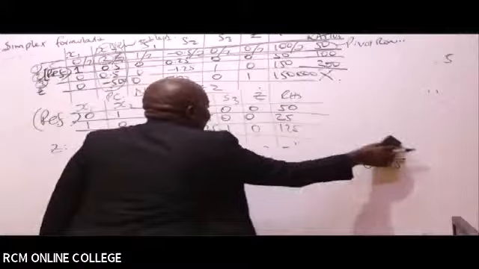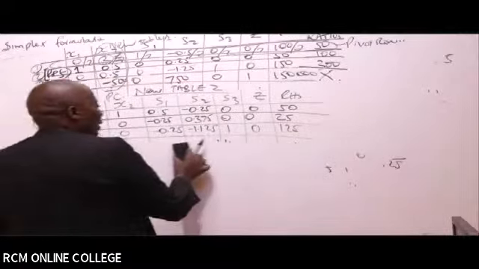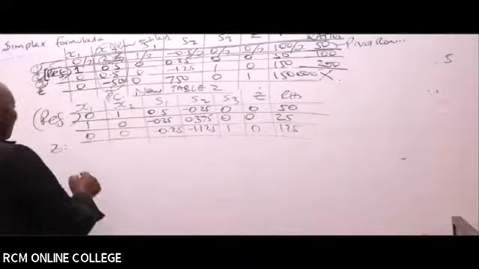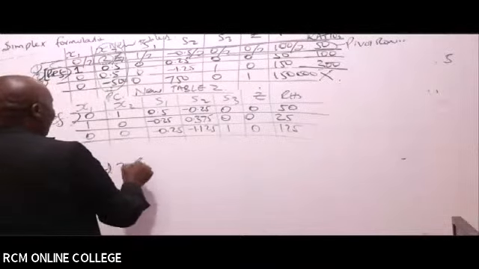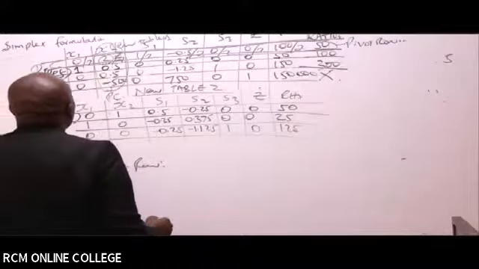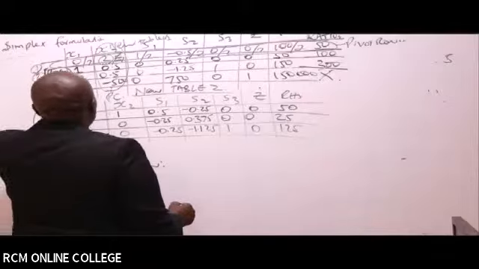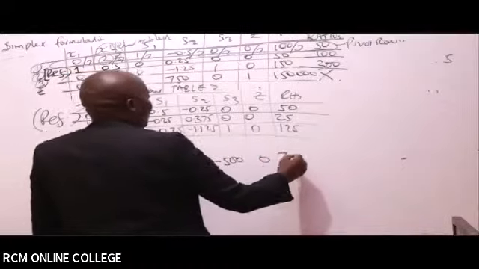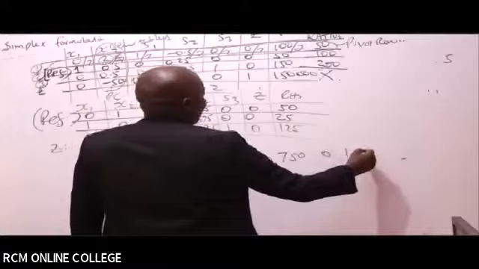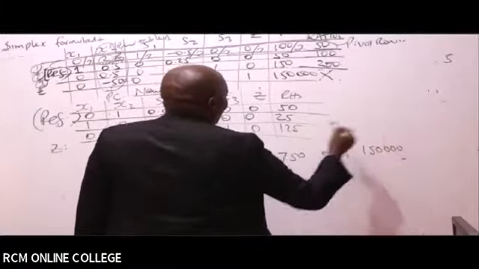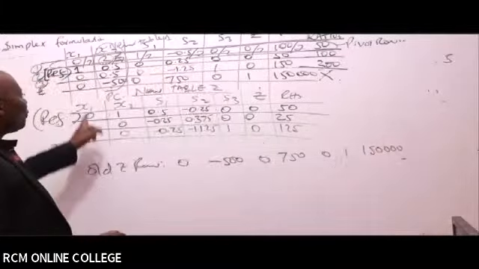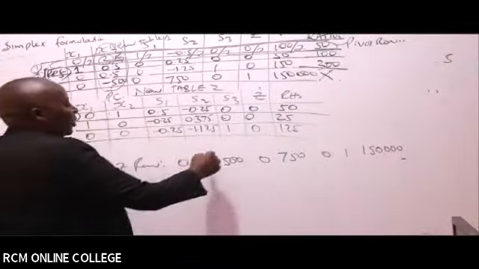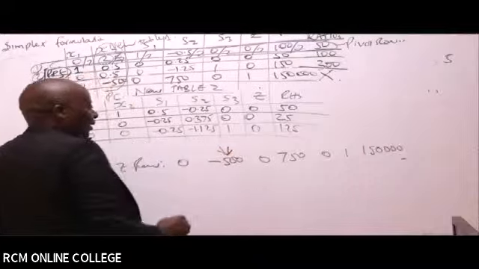So now we are onto the Z row. Come and give me the old Z row. The old Z row, what do we have here? 0, minus 500, 0, 750, 0, 1, 150,000. Great. Out of these numbers, I can see the one that is circled, the one under the pivot. This is the one that I would want to kill tonight.